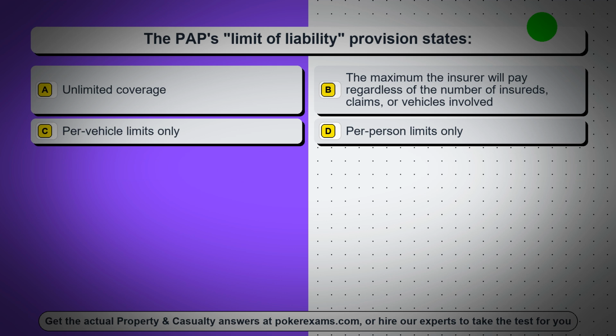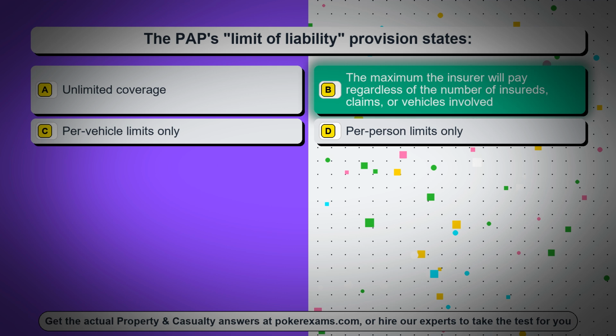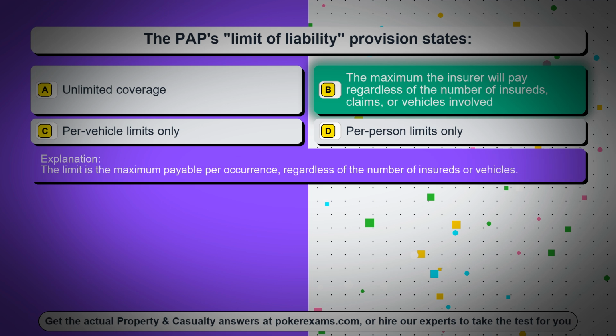Question 97. The PAP's limit of liability provision states: Option A, unlimited coverage. Option B, the maximum the insurer will pay regardless of the number of insureds, claims, or vehicles involved. Option C, per vehicle limits only. Option D, per person limits only. The correct answer is option B, the maximum the insurer will pay regardless of the number of insureds, claims, or vehicles involved. The limit is the maximum payable per occurrence, regardless of the number of insureds or vehicles.